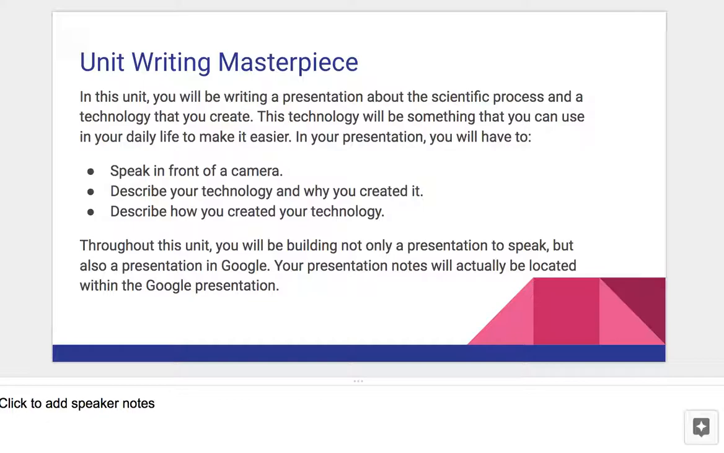Your writing masterpiece is going to be that last outcome and goal. So you're going to be creating a presentation that's going to be about your science project. And make sure that you stay up to date on this because you don't want to fall behind. Remember, the last day that I can record grades is only a week after this is due, so you won't have time into the summer.